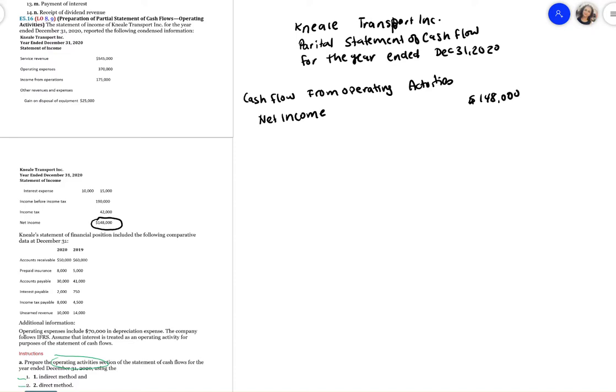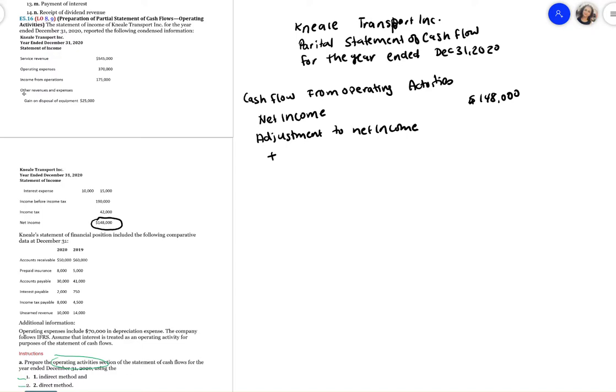Then, this is again accrual income. We need to adjust this income so that we can come up with a cash income. So what we're going to do is make adjustments to the net income. What adjustments are we going to make? We're going to add back or subtract any non-cash items that are on our income statement.